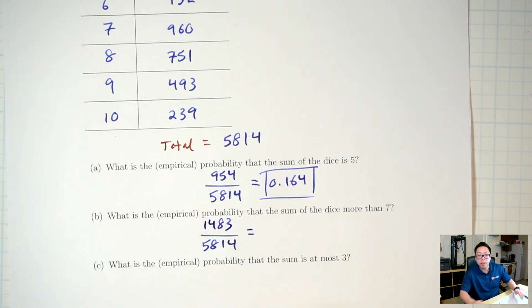Okay, and then if I divide, what do I get? 1483 divided by 5814 is 0.255.